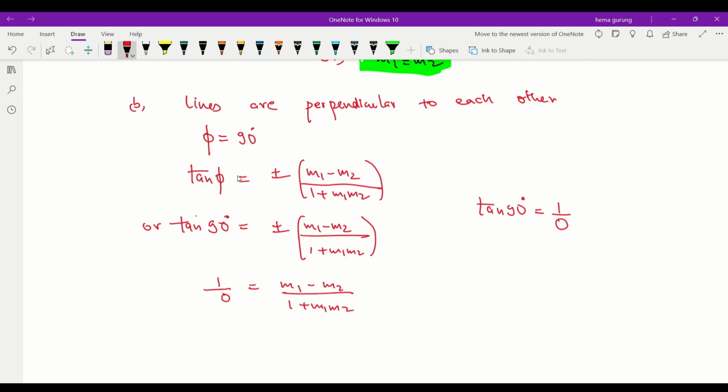If I equate it, the denominator is making it 0, right? So we can write from here 1 plus m1 m2 equals to 0, or we can write m1 m2 equals to -1, which is the condition when the lines are perpendicular. So the product of the slopes of the lines equals -1 when the lines are perpendicular to each other.